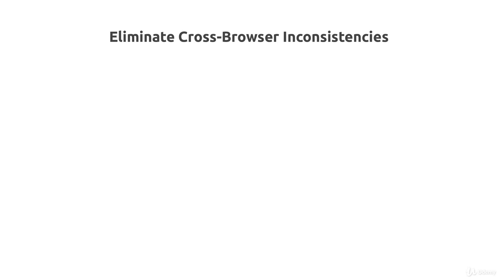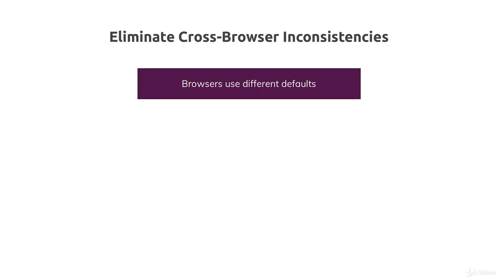So, as you probably guessed by now, developing for the web isn't trivial because we need to support many browsers. At least in some of our pages, we need to do that. Another problem we face, besides some features not being supported in some browsers, are cross-browser inconsistencies. This means that different browsers use different defaults.